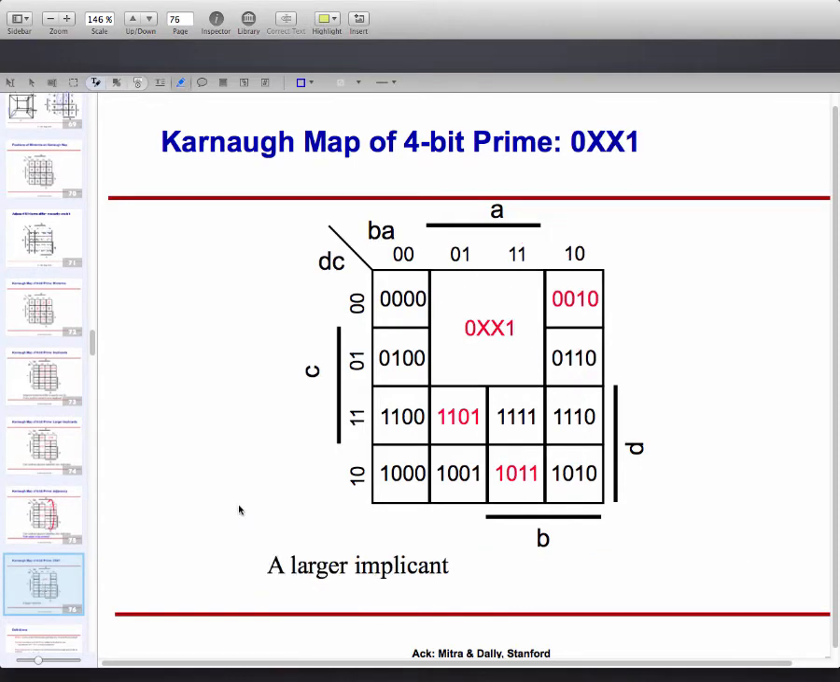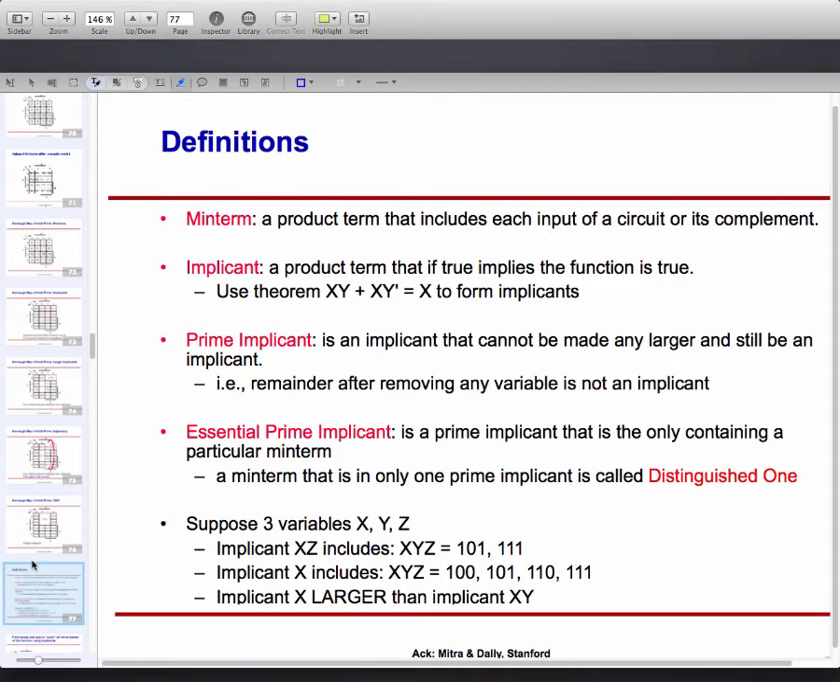We can combine a face, so you see this face, 0xx1. So you draw this Carnot map, fill it out with ones and zeros, and you start combining stuff. First see, is there a face? Then once you have taken care of the face, see what the edges are. And then hopefully you are not left with any standalone individual boxes. That would be your goal, but sometimes you will be forced to.